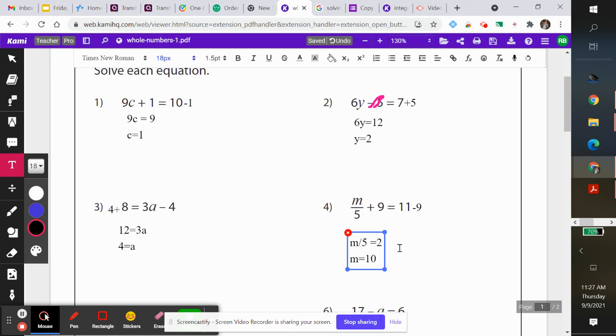So that's how you go through. You get rid of your number that doesn't have a variable first by doing the opposite operation. And then you go through and you multiply or divide to get rid of the other operation. And that's how you solve two-step equations.